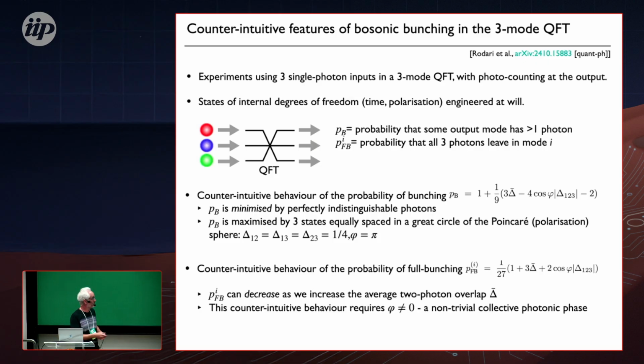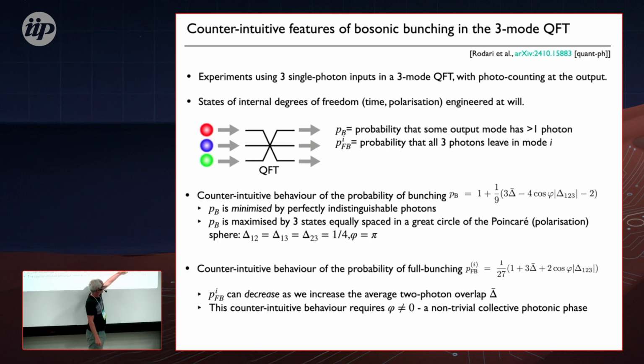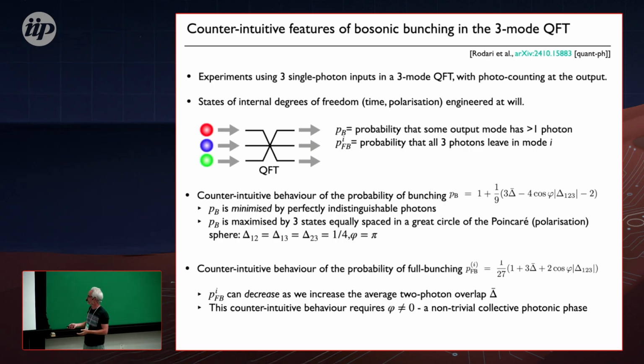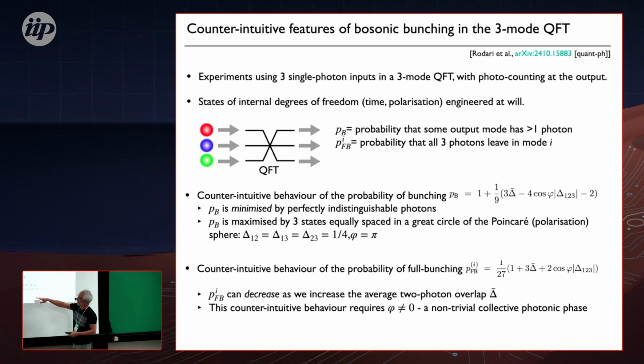For the probability of full bunching, and you can see the expression here, all photons are going to come out in a certain mode, I. It increases when you increase the average overlap, but you see there's also a dependency on the phase here. So this means that you can increase the average overlap and play with this phase to actually decrease the probability of full bunching, because of this dependence on the phase. And for this to happen, you need to have this phi different from 0. Otherwise, if phi is 0, that never happens.